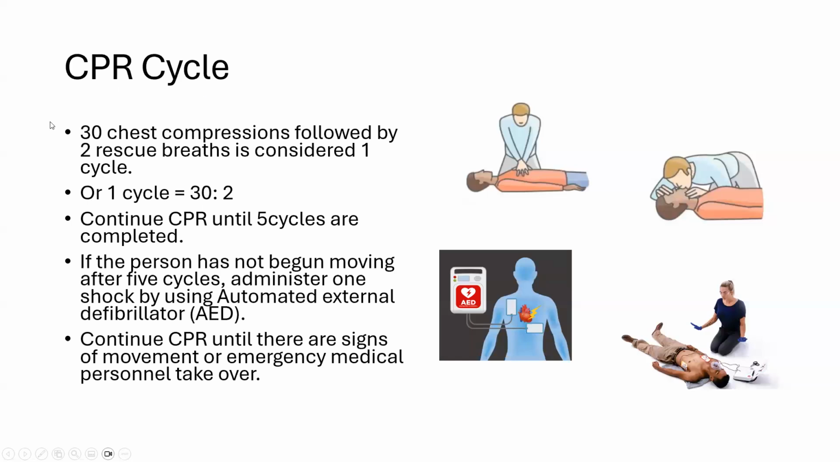CPR cycle. 30 chest compressions followed by 2 rescue breaths is considered one cycle. Or we can say one cycle is 30:2. Continue the CPR until 5 cycles are completed. If the person has not begun moving after 5 cycles, then administer one shock by using the automated external defibrillator, or AED device. This is how the electrodes of the AED are placed.